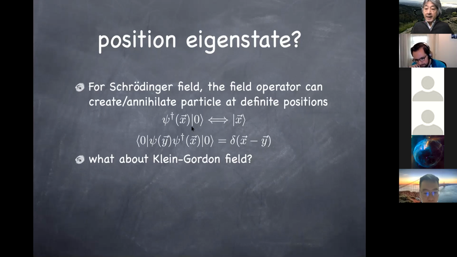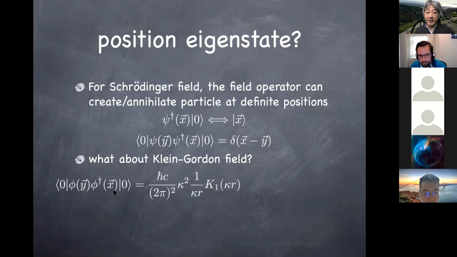Given that, one very simple question to ask is, what about the Klein-Gordon field? If you act φ† on the vacuum state, does it give you a position eigenstate? In order to confirm this interpretation, we do the same calculation. Namely, we take this ket, φ† acting on |0⟩, and its Hermitian conjugate, and take the inner product between them. But in this case, you find something that's not a delta function.